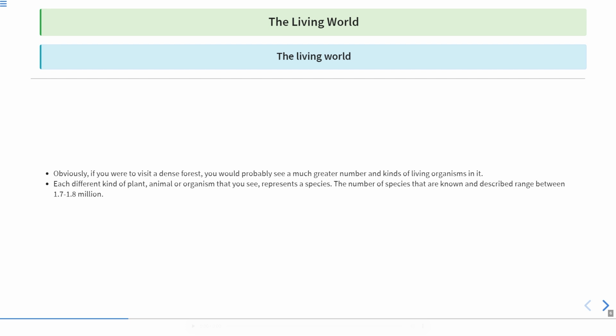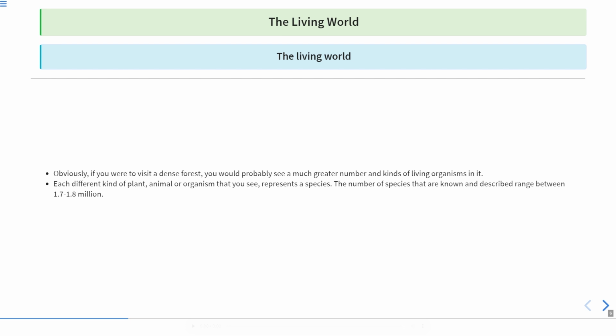Each different kind of plant, animal, or organism that you see represents a species. A kind of plant you see, a kind of animal you see in your surroundings, it represents a species. The number of species that are known and described ranges between 1.7 to 1.8 million. Today, till now, we know about that much, 1.7 to 1.8 million. So this much amount of organisms has a well description.